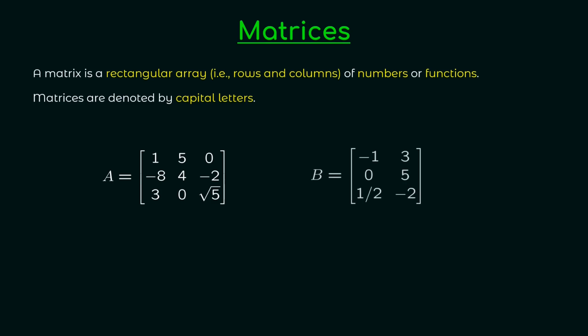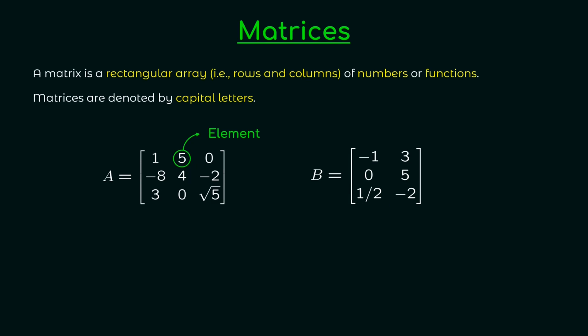And B is also another matrix. And once again, it is also represented by capital letter B. And this matrix consists of 3 rows and 2 columns. The numbers present inside a matrix are called the elements of the matrix. Like for example here 5 is an element of A. Similarly 1/2 is an element of B.